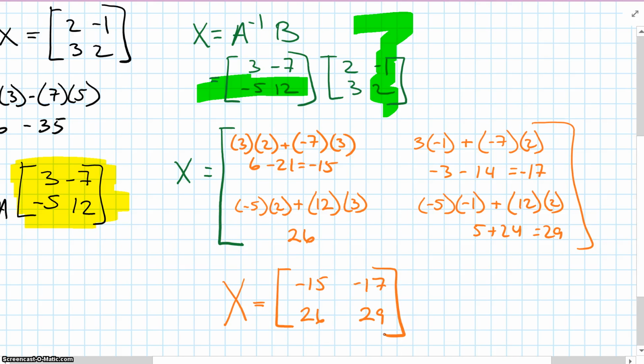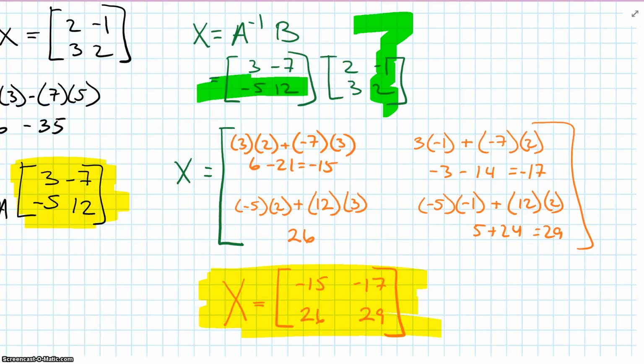Okay. Remember, if the determinant now equals 0, all that means is you don't have an inverse. Okay. Next example.